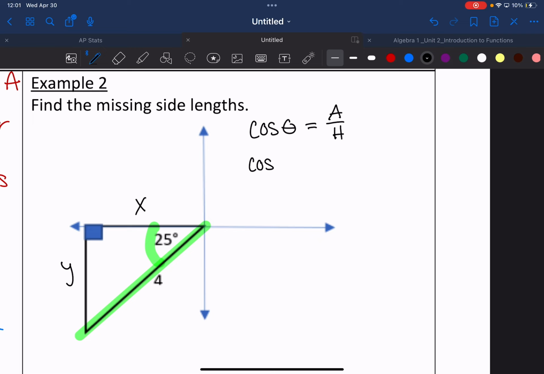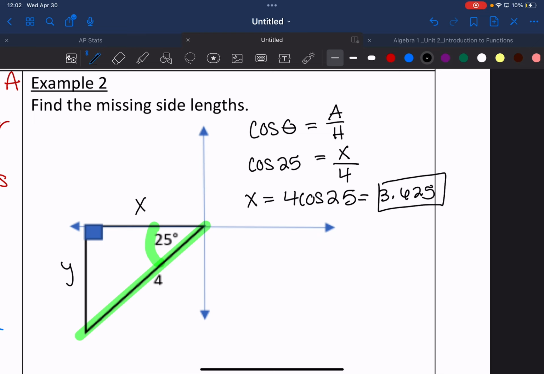Cosine of 25, because theta is our angle, is equal to adjacent, which is x, divided by hypotenuse, which is 4. And we would have to multiply both sides by 4 to get our x. So x is equal to 4 cosine 25. Type that into your calculator. You should get 3.625.